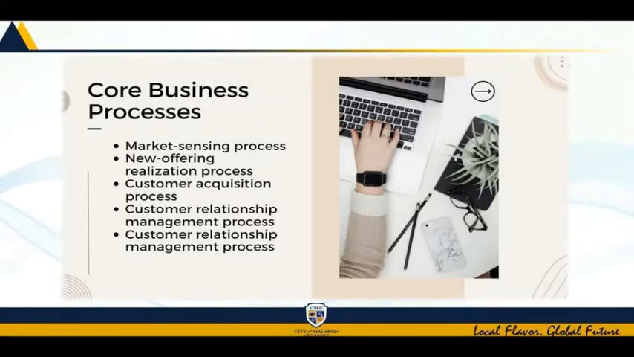Second, we have here the new offering realization process. These are the activities and research where they develop or launch a new quality offering quickly and within budget. And for the third one, customer acquisition process. In here, all the activities define the target market and prospects for their new customers. And the customer relationship management process. So dito naman, they have certain activities covering building a deeper understanding or relationship and offering to individual customers.